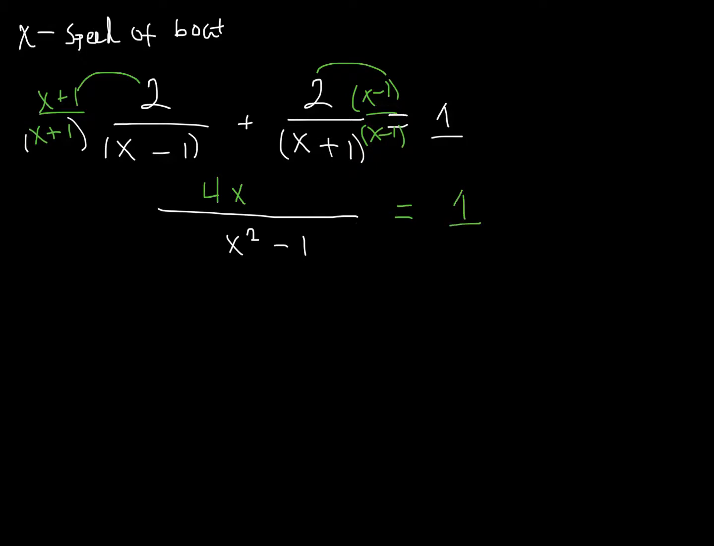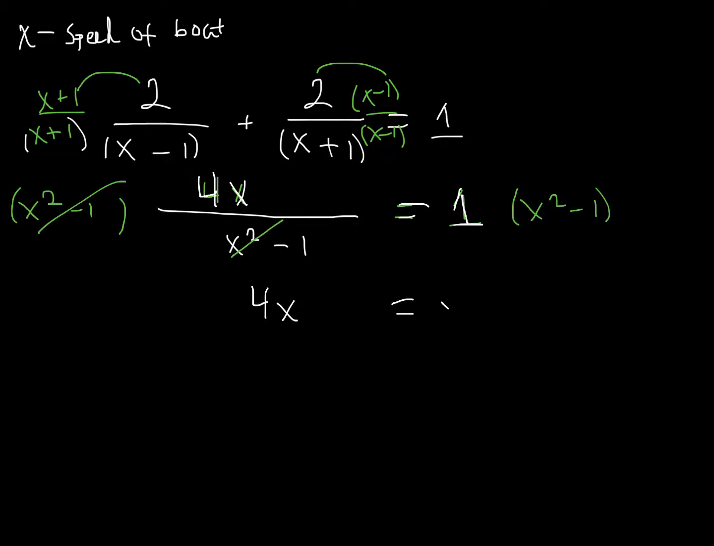Now I need to multiply on both sides by my denominator, x squared minus 1. And I guess I should have been trying to color code here. Good. And so on the left side, I'm going to end up with 4x is equivalent to x squared minus 1.